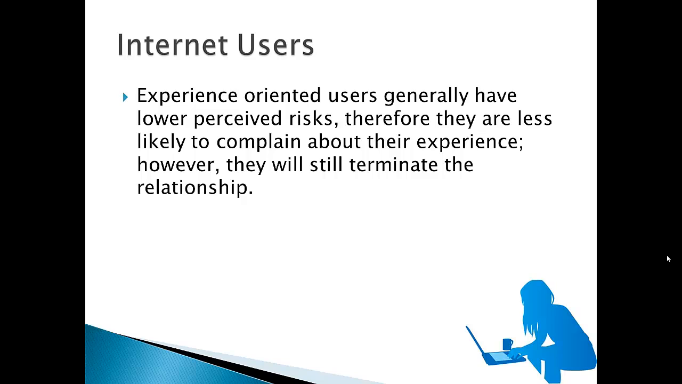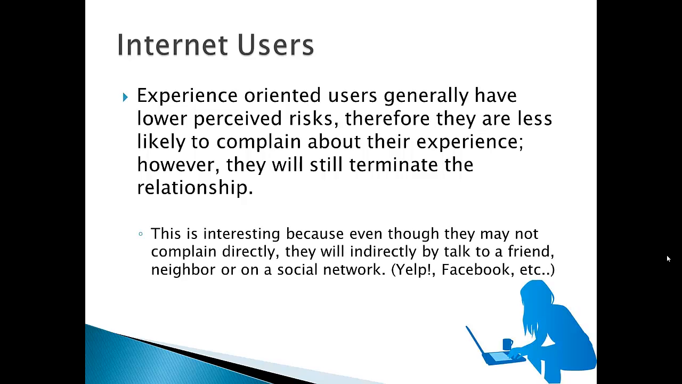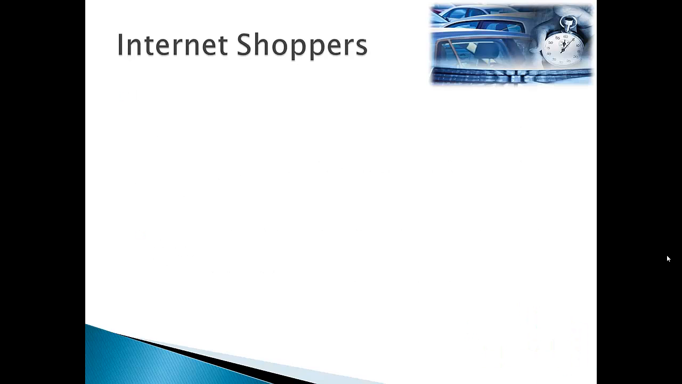Experience-oriented users generally have lower perceived risks. Therefore, they are less likely to complain about their experience directly. However, they will still terminate the relationship if they are dissatisfied. This is interesting because even though they may not complain directly, they will indirectly by talking to a friend, posting on a social network, or texting someone right away.